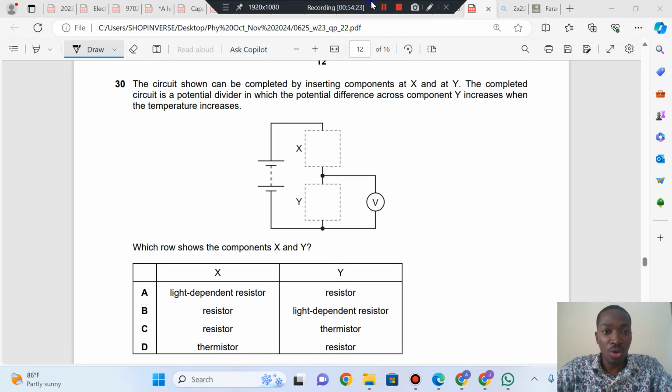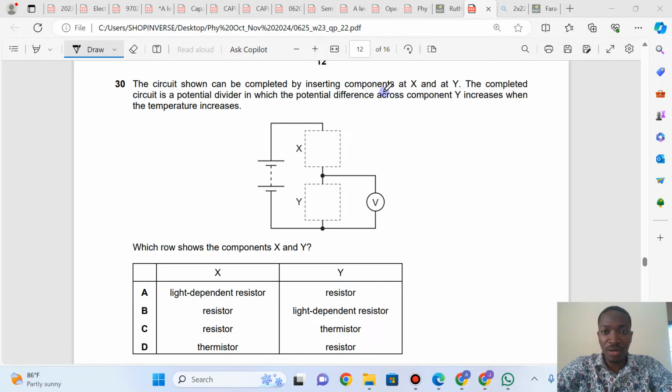The circuit shown can be completed by inserting components X and Y, at X and at Y. The completed circuit is a potential divider in which the potential difference across component Y increases when the temperature increases. Potential divider. Potential difference across these components increases when temperature increases.